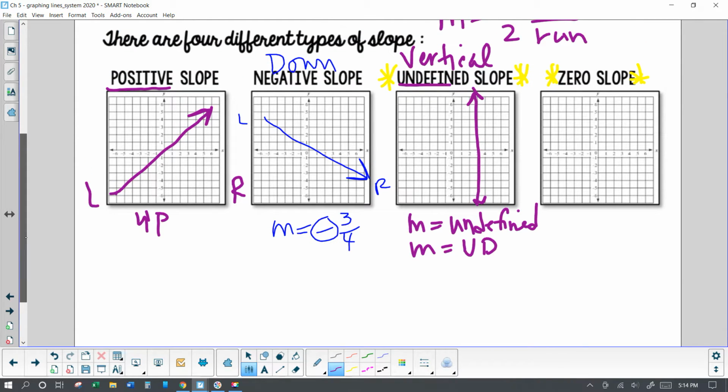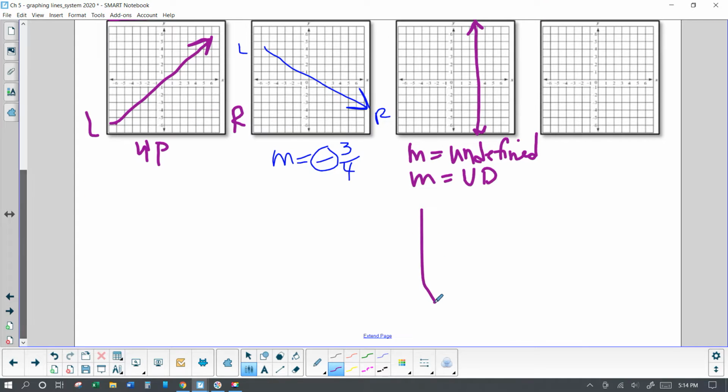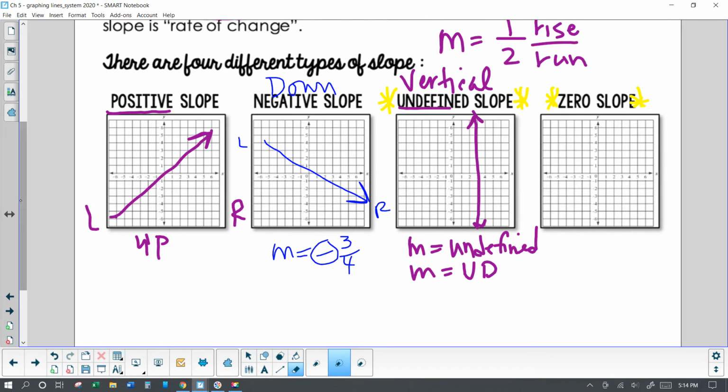So the equation for a vertical line is going to be x equals a number. The line that I've drawn on here is where x is equal to 3. So the equation for the line that I drew on my notes here is x equals 3.